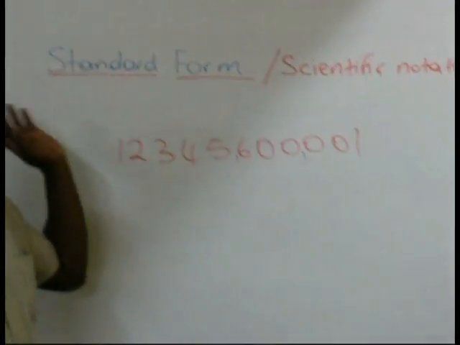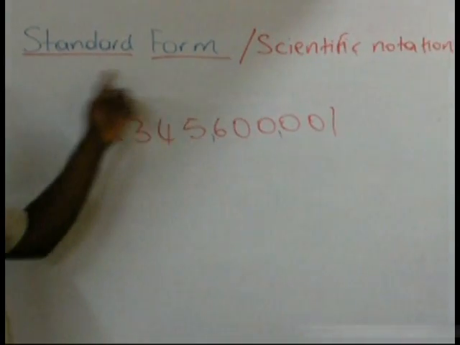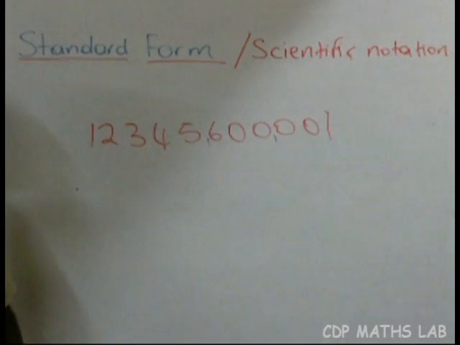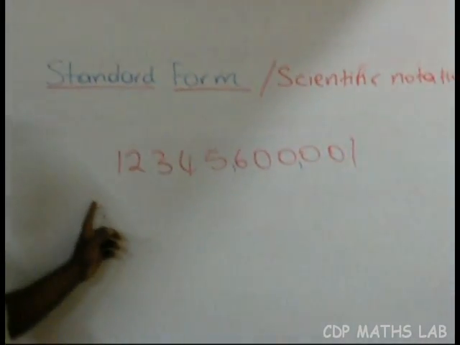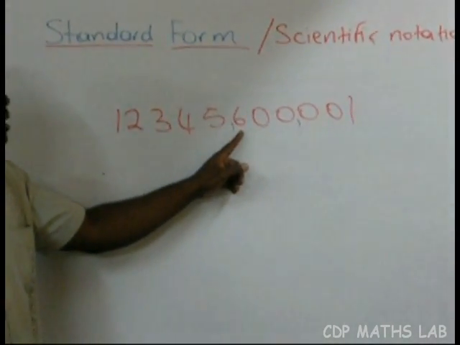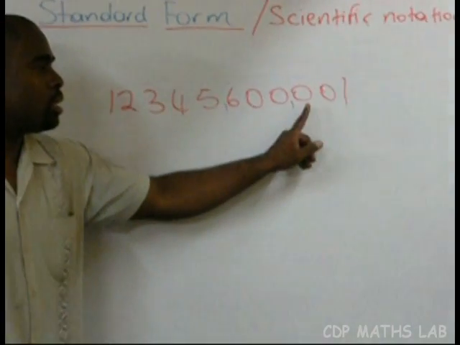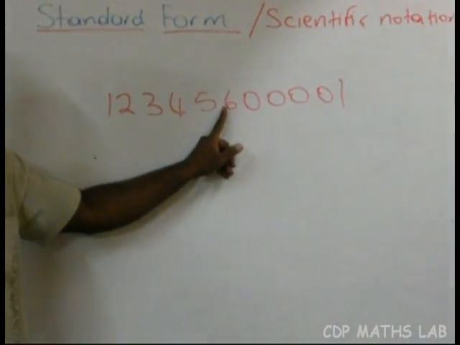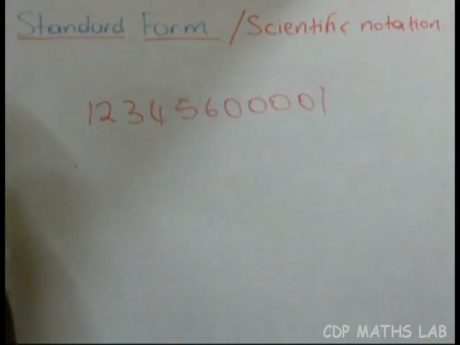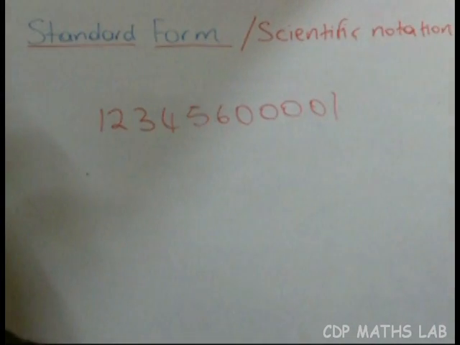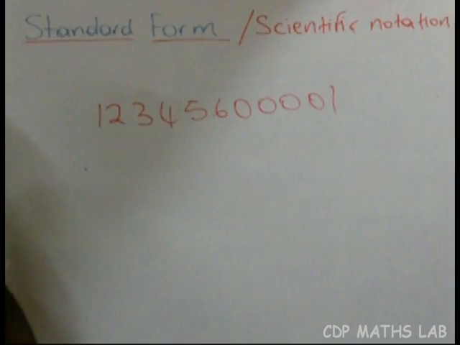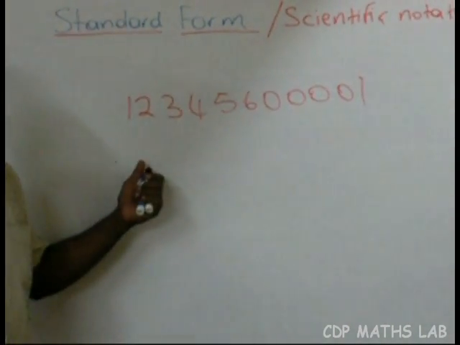Now we're looking at another concept. It's called standard form or scientific notation. Now I want to ask you to do something for me. Do you see this number? 1, 2, 3, 4, 5, 6, 0, 0, 0, 0, 1. Can you call this number? Alright, try calling this number, let me hear. Okay. Anyway, if you are trying and you were able to call this number, you are 10 times better than I am. I'm unable to call this number.